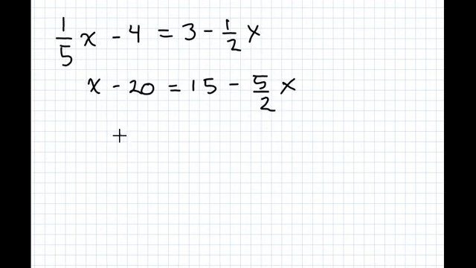x. Now I'm going to multiply through by 2 to every term in this equation to get rid of this 2 down here in the bottom. So this becomes 2x minus 40 is equal to 2 times 15, which is 30.